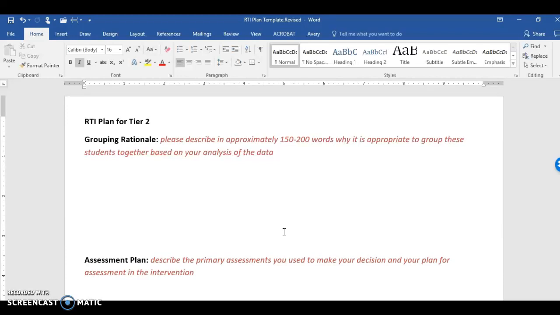If you don't know what a tier 2 intervention is, then you need to go back into the modules and go back into your textbook. Your textbook is an excellent reference for RTI, not just in describing what it is, but once you have identified what your students want to work on, remember your textbook in each chapter gives you a section on ideas for intervention.